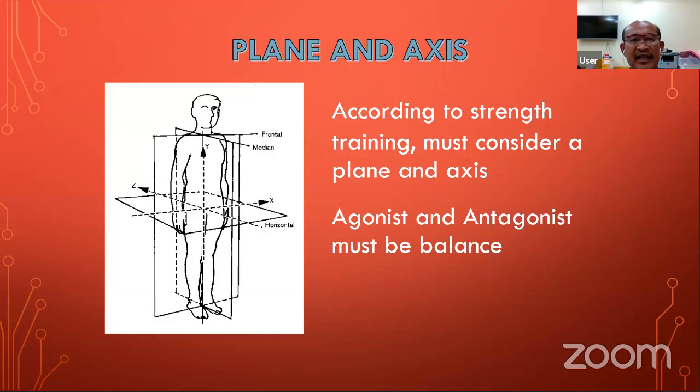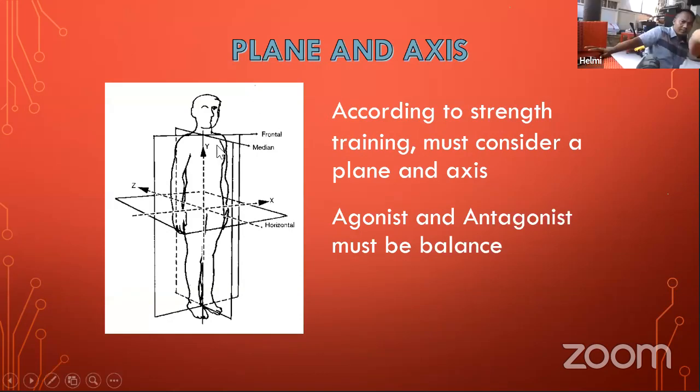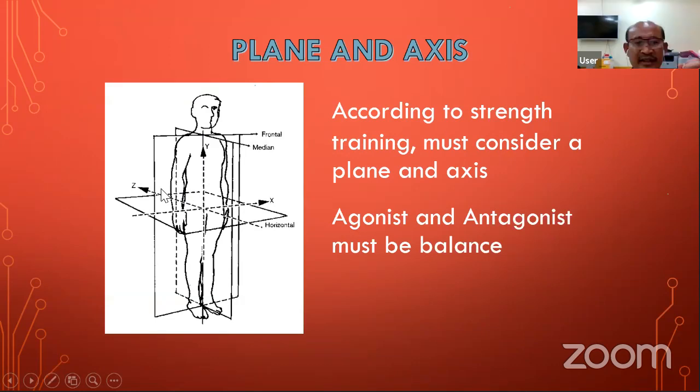I will give an example of how to apply plane knowledge in strength training. According to strength training, you must consider planes and axes. See, this is the axis, and this is the plane. The first plane cuts your body into the right and the left side. The second plane cuts the body into the front and the back.